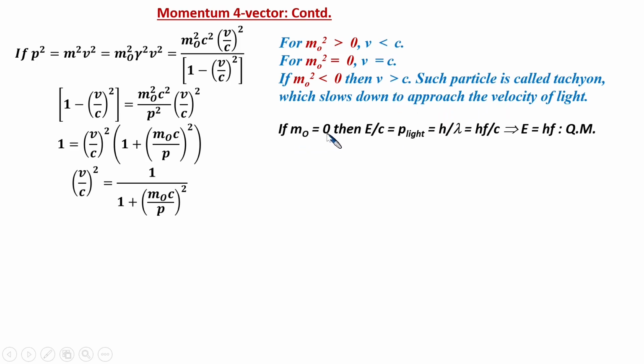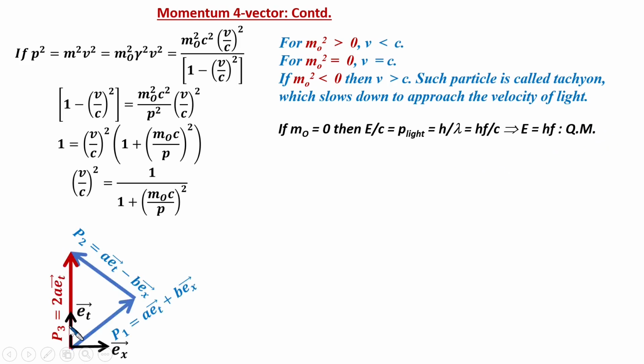And if m naught is equal to 0, then as I have said earlier, E is equal to Pc. Here the momentum of light I can write from quantum mechanics as h by lambda, and this is nothing but h times frequency times c. So your energy E is nothing but h times frequency. This is from quantum mechanics.